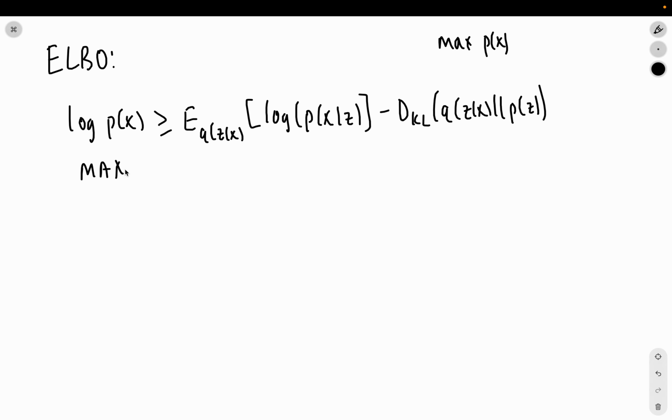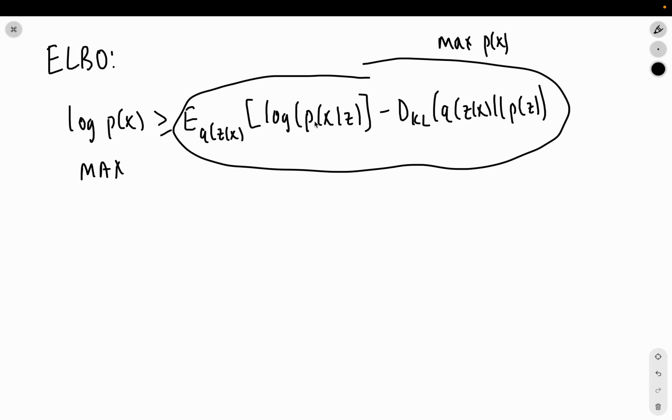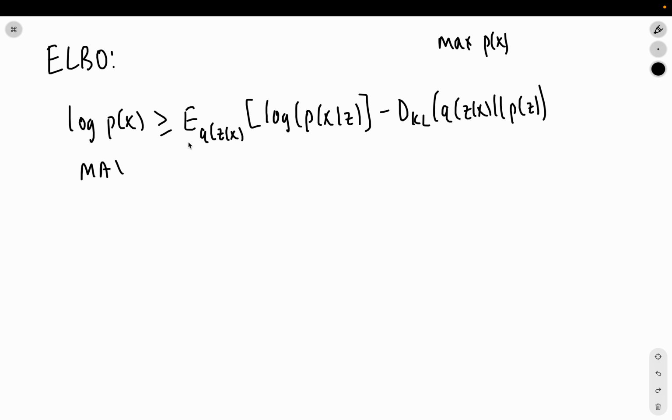Now, how do we do this? To maximize this, we want to maximize this quantity too, right? Because this is a lower bound of this guy. So if we maximize this, we're in turn maximizing this to the best of our ability. Okay? So how do we maximize this function? Well, what I'll tell you is that to maximize this whole function, we're going to have to do two things. We're going to have to maximize this part and minimize this part, right?